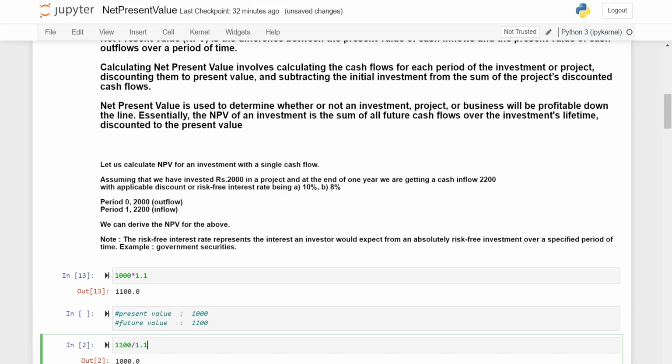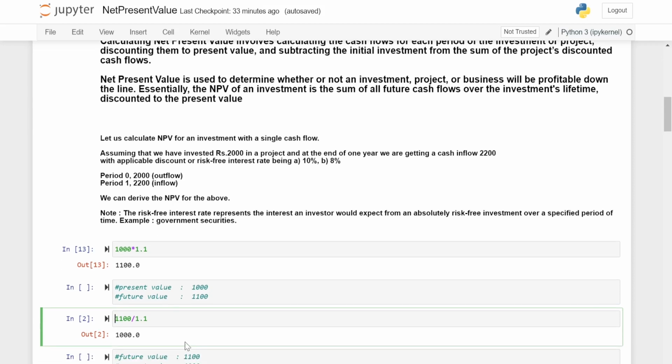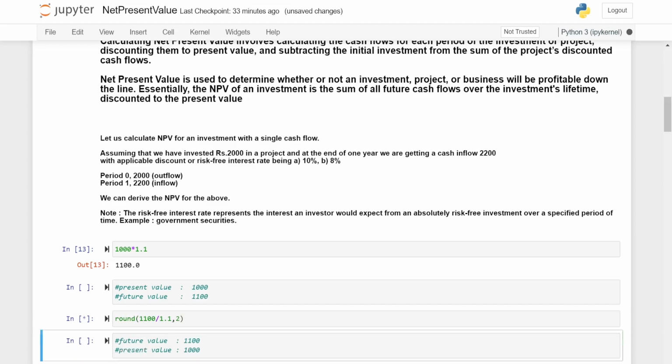Now suppose we know the future value. Future value is 1100 and we want to derive the present value. Next year there is a value of 1100. But what would be the value today of the same amount? How can we calculate it? Just the reverse. Here we were multiplying, here we will do the division. So 1100 divided by 1.1. What are we getting? We are getting 1000.